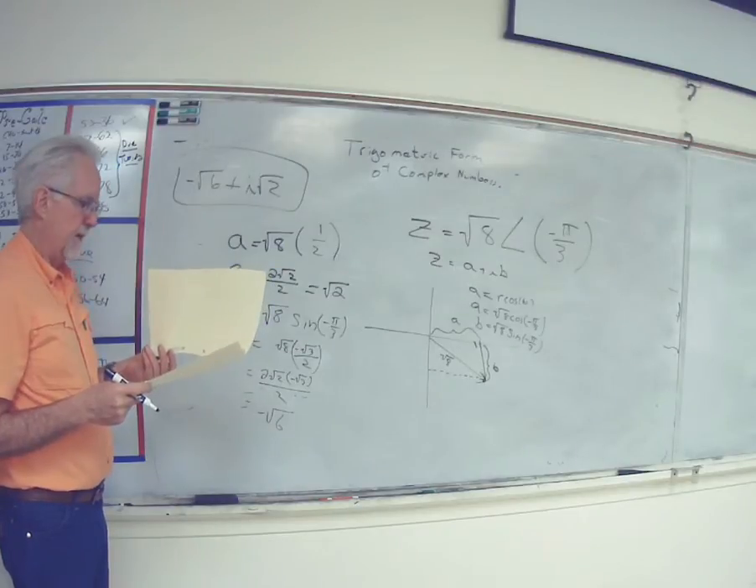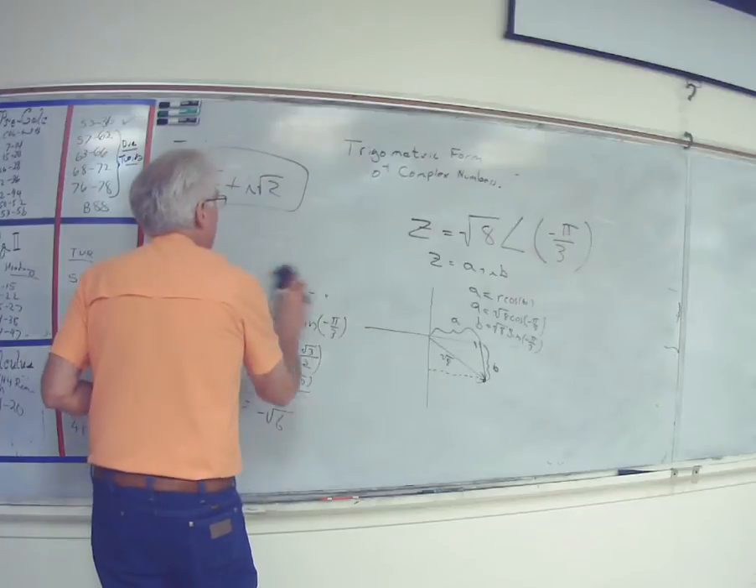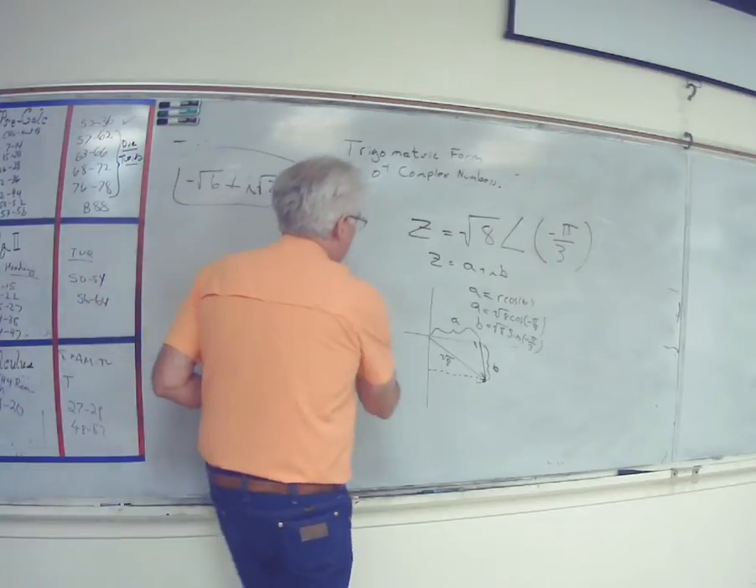Unit circle? Makes it a whole lot easier. All right. Now, these are some functions that you can do once you're in polar form.